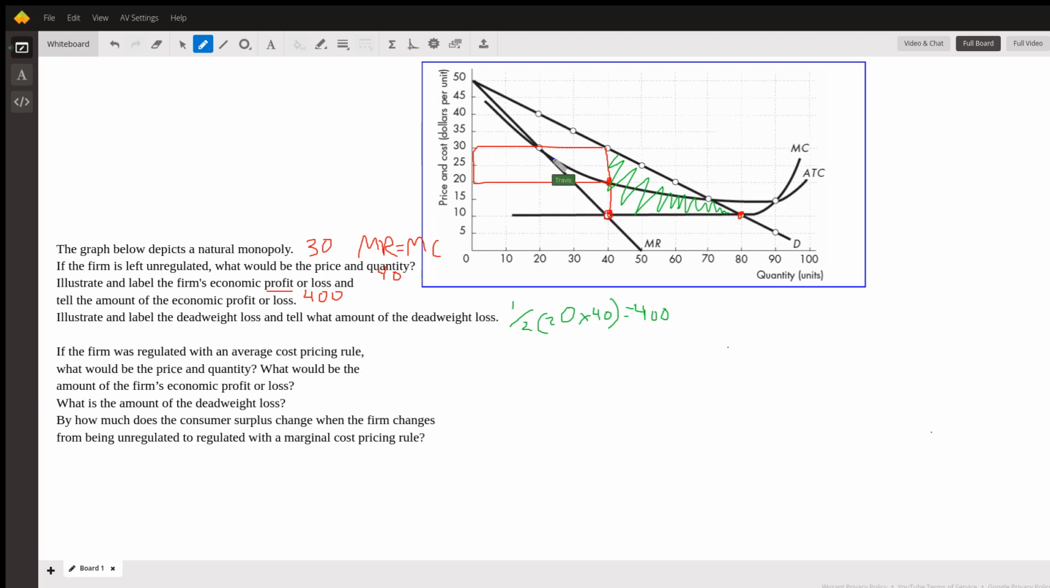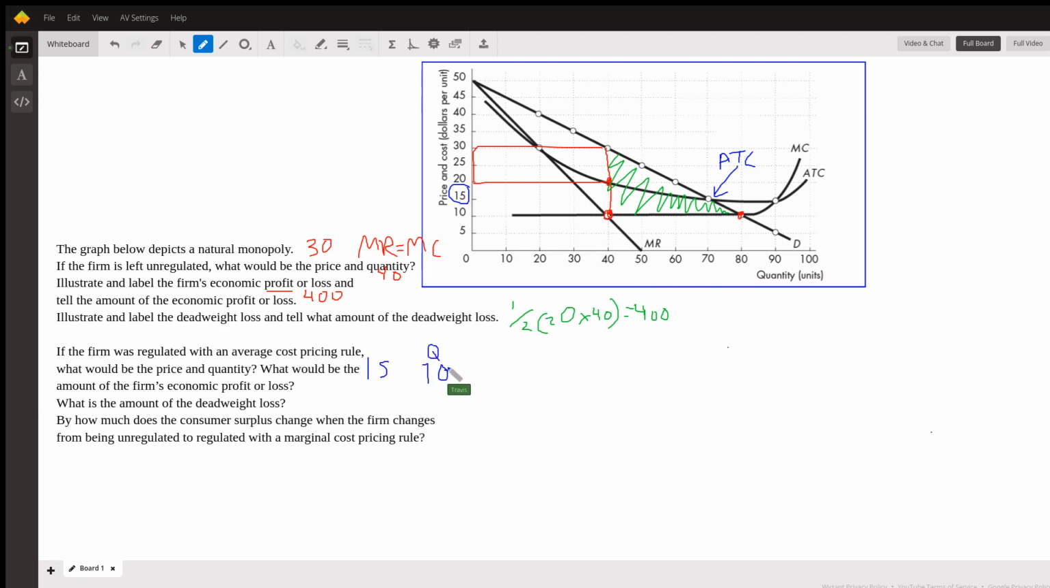Okay, now average cost pricing rule. So that means that the government comes in and says, you will charge whatever the average total cost equaling the demand is. So then it would be 15, because that's where that is. So average total cost, sometimes that's called the fair use price. So it's going to be 15, and quantity is going to be 70.